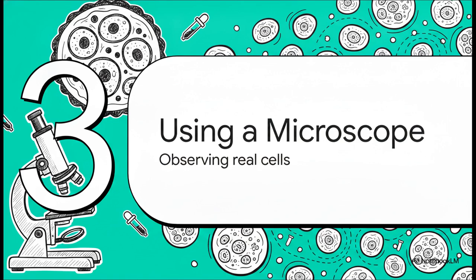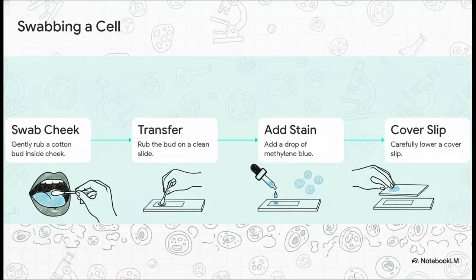Let's step into our virtual lab and see how we actually observe real cells. Believe it or not, by simply swabbing the inside of your cheek, you can safely collect loose animal cells. And don't worry, it's completely painless because those inner cheek cells naturally shed all the time anyway. First, you just very gently rub a cotton bud along the inside of your cheek. Next, you take that bud and rub it directly onto the surface of a clean glass microscope slide to transfer the cells. But hey, placing them on a slide is really only half the battle.